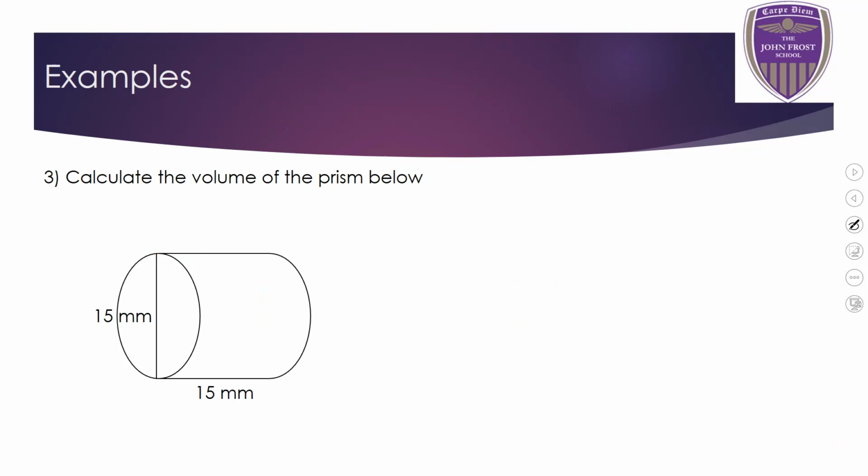Right, I'm just going to do one more with you quickly. It's on its side this time, but it's exactly the same thing. We're still going to do area of the circle multiplied by the height or the length, whatever you want to call it. So the circle is here this time. We're going to do the area of that circle, and we're going to times it by the length.